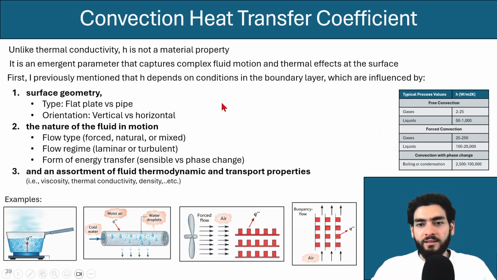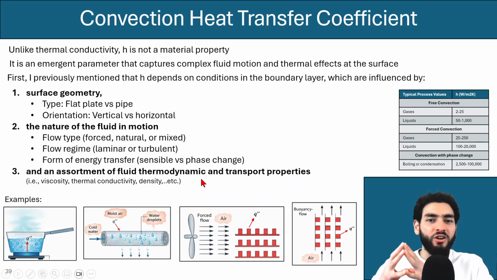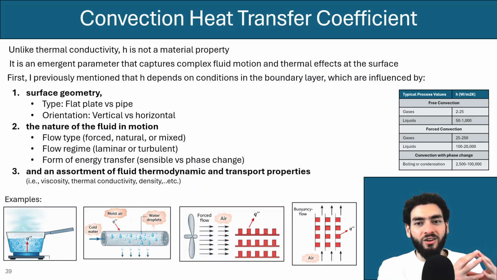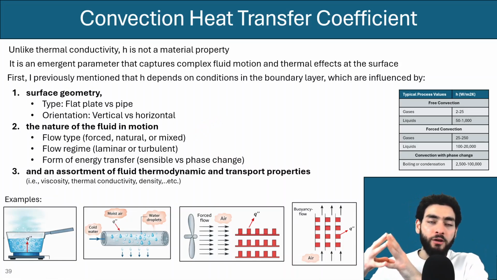And so, as I said, the convection coefficient depends on conditions in the boundary layer, which are influenced by surface geometry, the nature of the fluid in motion, and some fluid thermodynamic and transport properties. This convection heat transfer coefficient is not like the thermal conductivity that you see in Fourier's law, because it is not a material property. In fact, it's influenced by many parameters. And we're going to see that when we dive deeper into boundary layer theory.